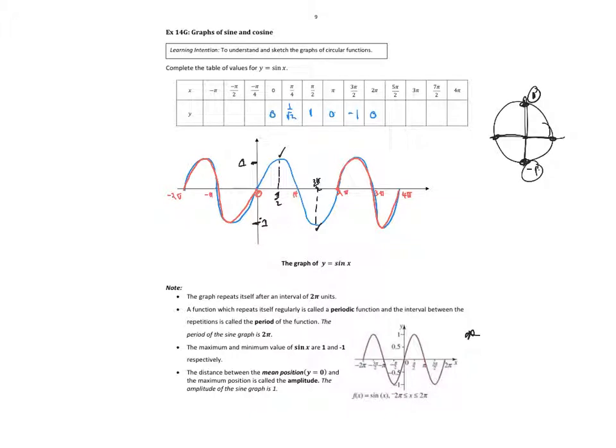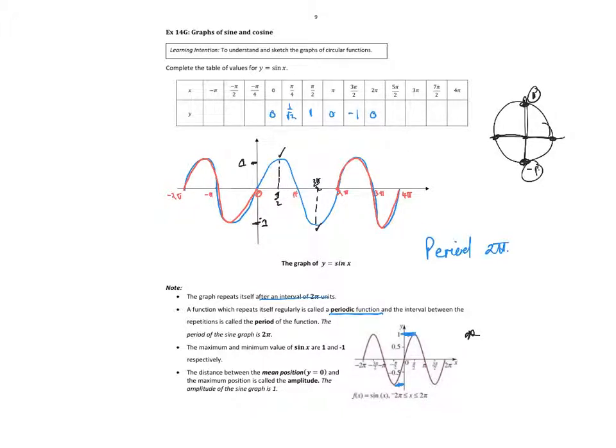So the graph repeats itself every 2 pi units. Okay, that is called the period of the function. So what we're going to say is this graph has a period of 2 pi. That's how long it takes to repeat itself. All right. The maximum minimum values we've spoken about at +1 and -1.